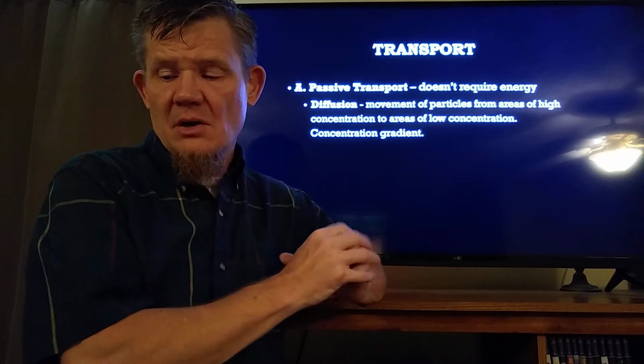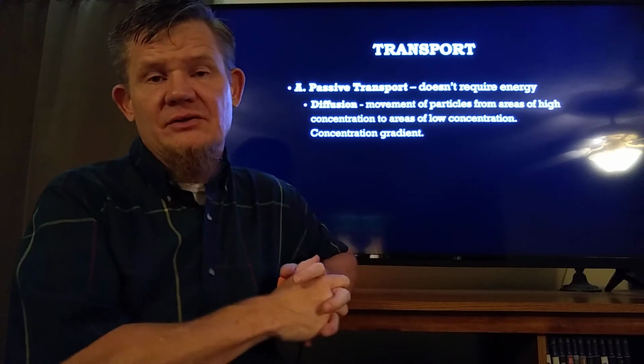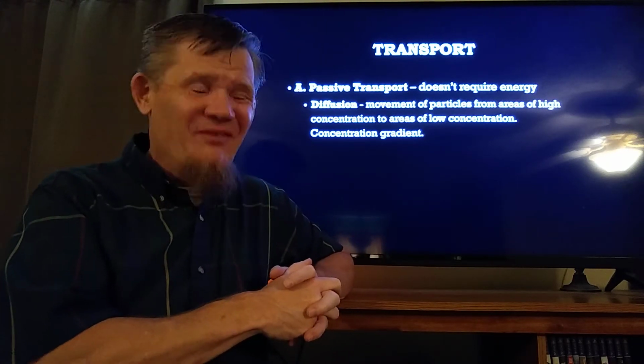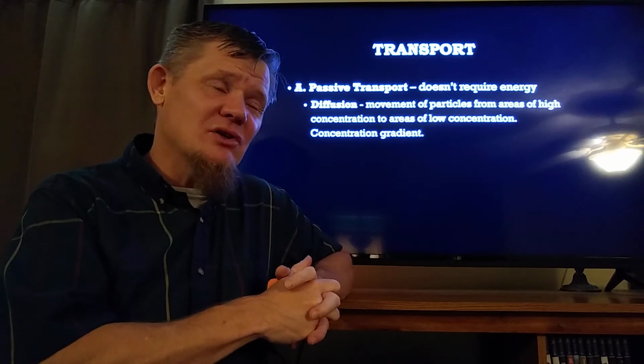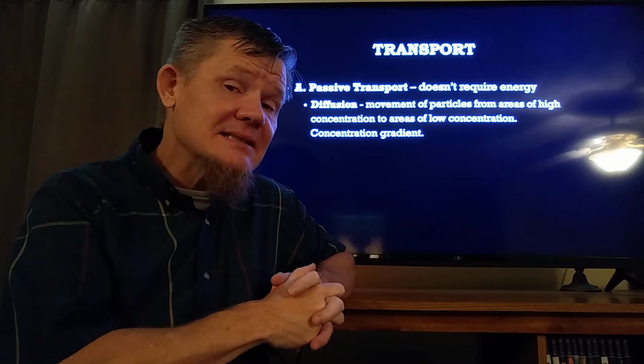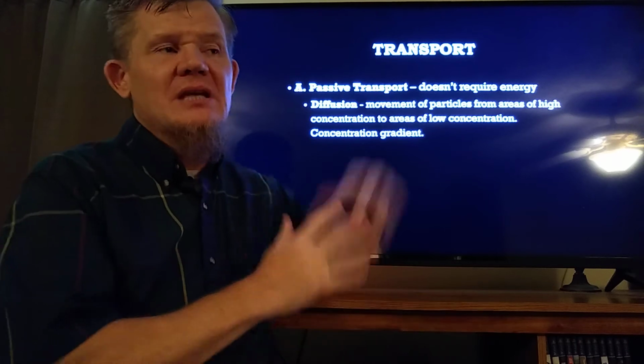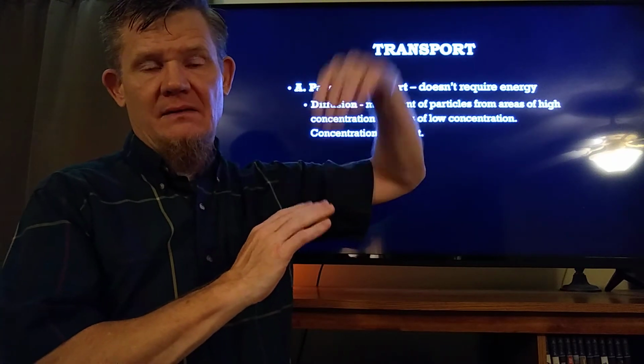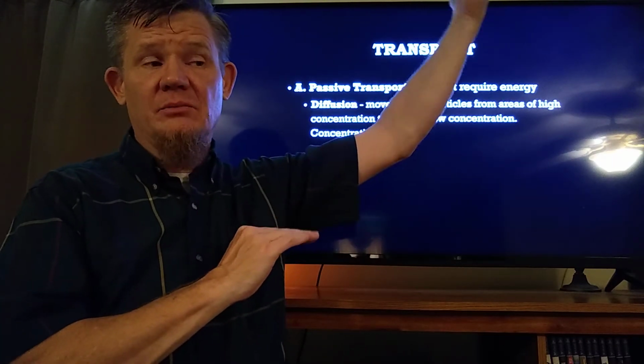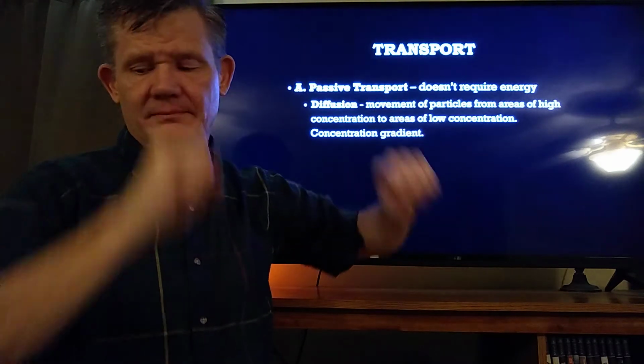So, diffusion. Particles move from areas of high concentration to areas of low concentration. If I've got two areas like that, I have what's called a concentration gradient. And when the particles move, we say they move down the gradient. They move from high to low. From high to low means you're going down until they're equal.